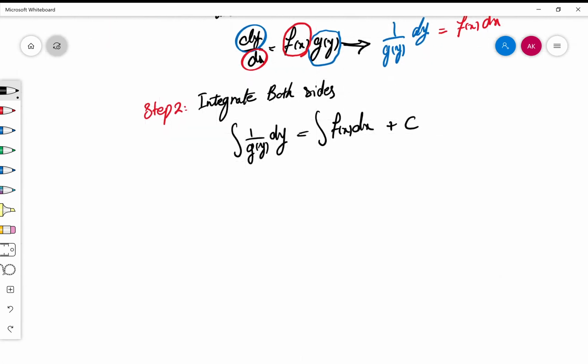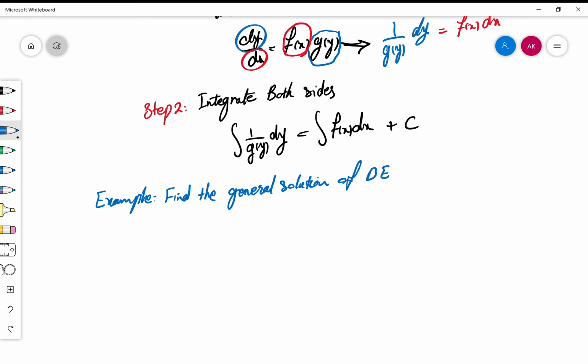Let us do one quick example for this case. Example: find the general solution of the differential equation y times y prime equals 2x.